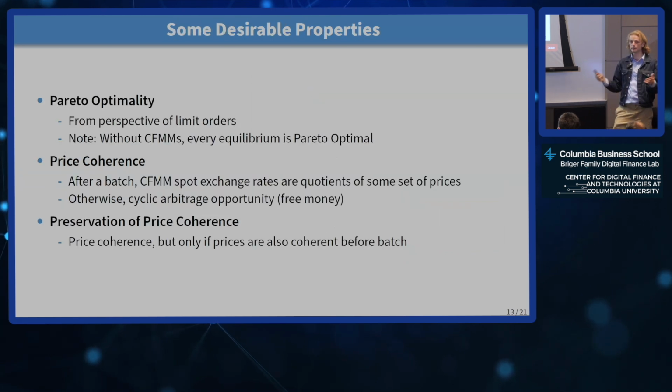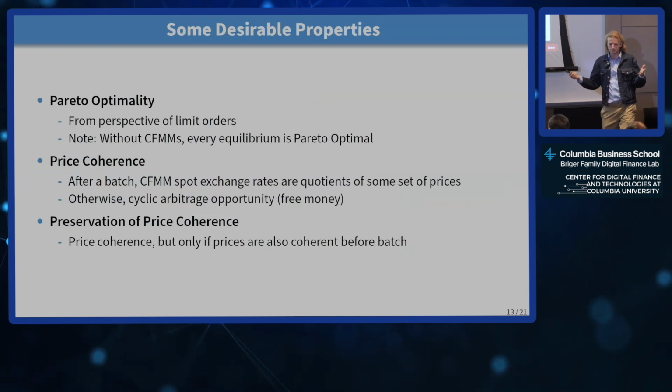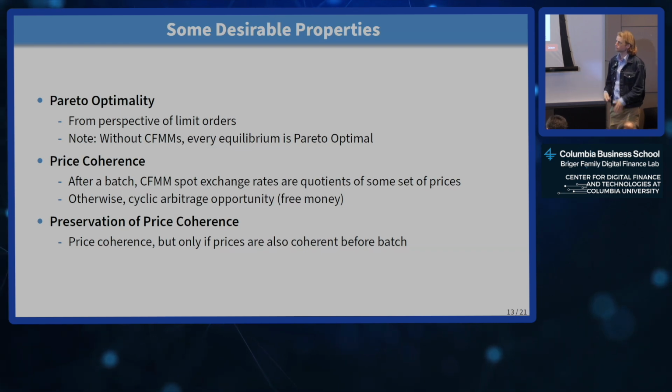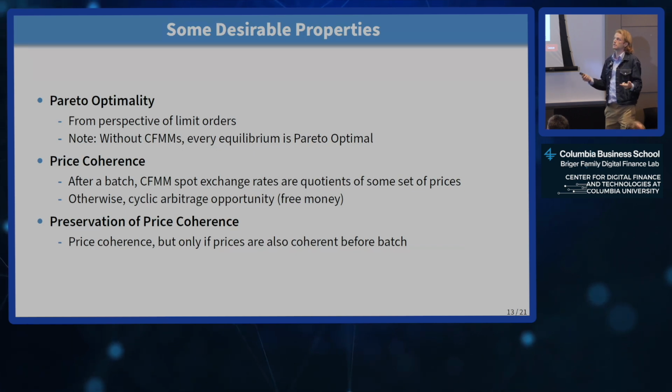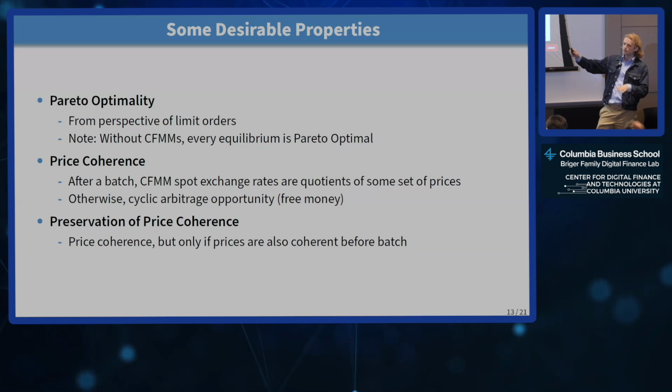Great. Some other things you might want. You might want the batch equilibrium to be Pareto optimal. Here we're taking Pareto optimality from the perspective of the traders, not the CFMMs. We don't really have a utility function for the CFMMs yet. And I'll just point out that in the regular batch model, before we added the CFMMs, we didn't have to worry about Pareto optimality. Everything was Pareto optimal. It's only when we add this extra flexibility that we make our life harder.